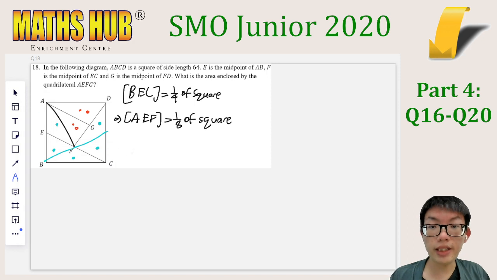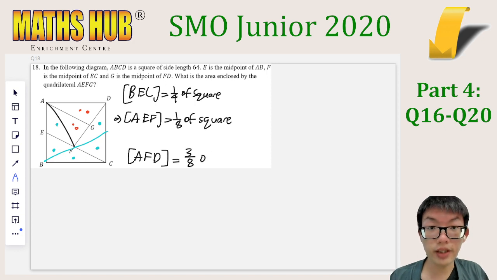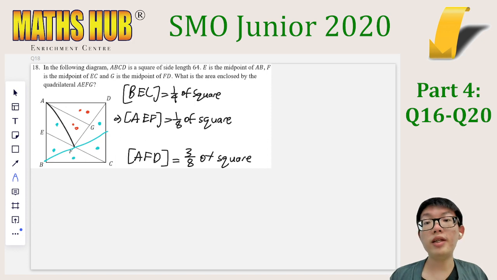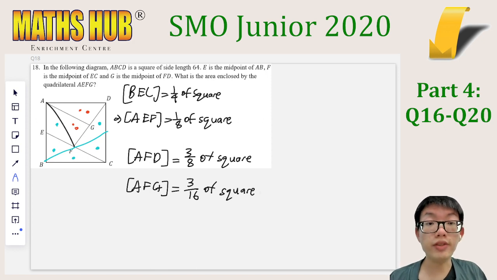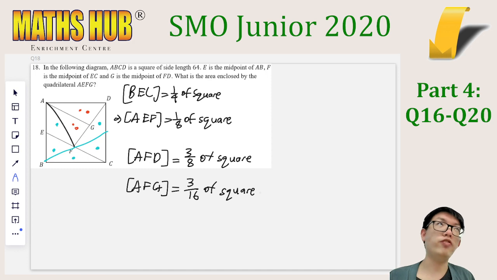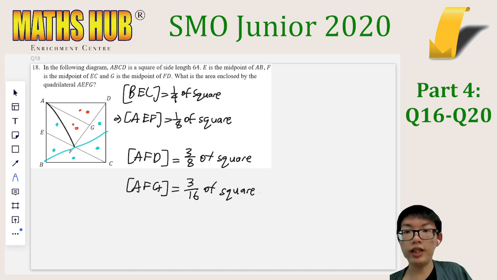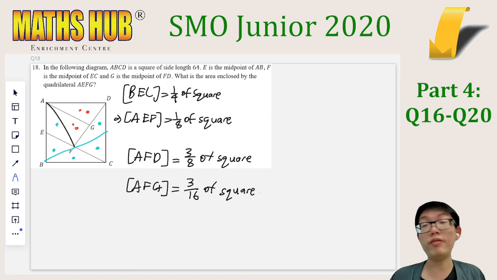And so that means that AFD is 3/8 of the square and AFG is 3/16 of the square. I guess you can appreciate that this is an easier thing to deal with compared to an area of 4096, an area of 2048, an area of 1024 being filled up all over your diagram.